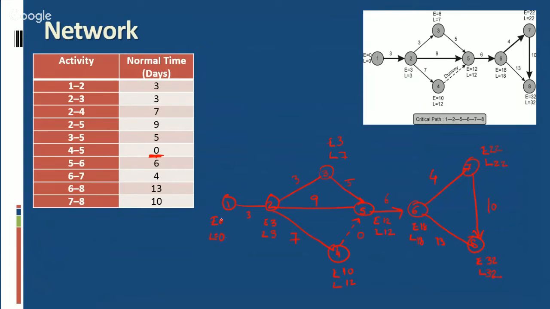It means our critical path will be 1 to 2, 2 to 5, 5 to 6, 6 to 7, then 7 to 8. Critical path is 1 to 2, 2 to 5, 5 to 6, 6 to 7, 7 to 8. And total duration is 32 days.